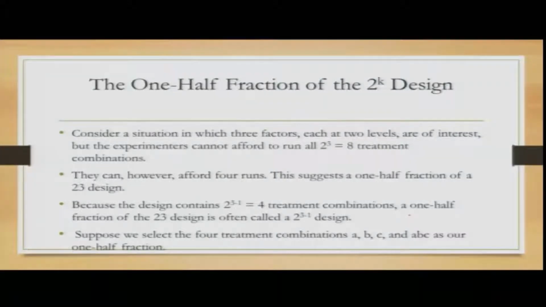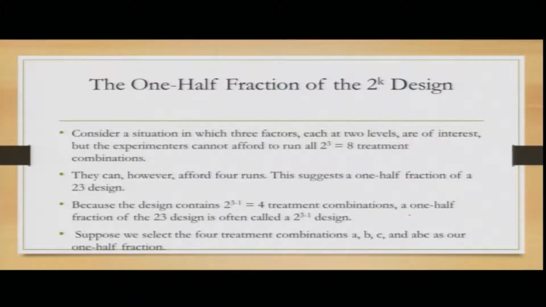Consider a situation involving 3 factors, each at 2 levels, that are of interest. The experimenter would have to run 2 to the power 3 treatment combinations, because there are 3 factors and each is at 2 levels. So, 2 to the power 3 is 8 combinations we should find out. They can however afford only 4 runs.